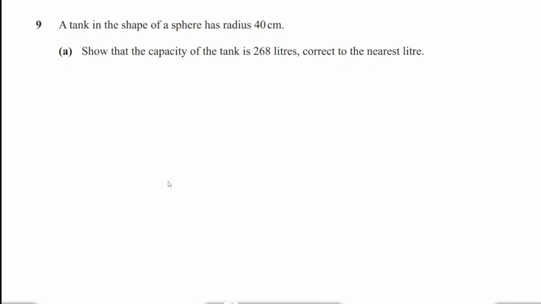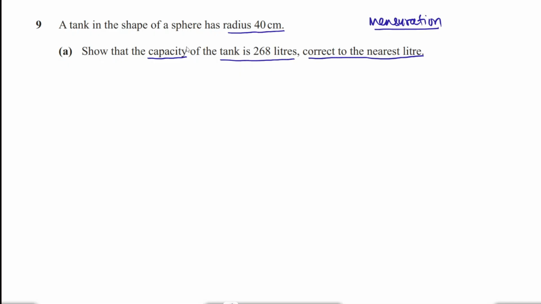Now it's a big question. A tank is in the shape of a sphere. This question belongs to mensuration, or you can say volume and surface area. The radius of the sphere is 40 centimeters. Show that the capacity of the tank is 280 liters, correct to the nearest liter.